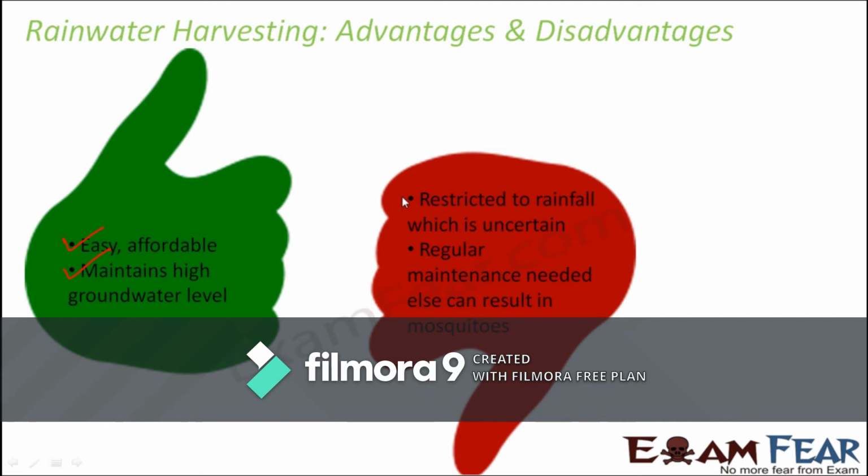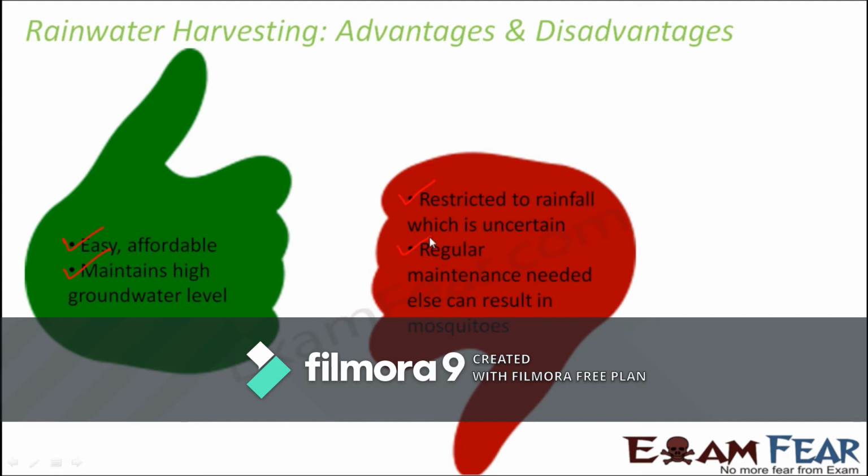In terms of disadvantages, it is restricted to rainfall, which is uncertain. As I said, rainfall is very frequent during monsoons, but not during summers. So in summers, rainwater harvesting is not going to be of any use. Regular maintenance is needed, else it can result in mosquitoes. The water that is stored in the tanks needs to be cleaned on a regular basis, otherwise stagnant water might lead to mosquitoes, and mosquitoes can result in diseases.